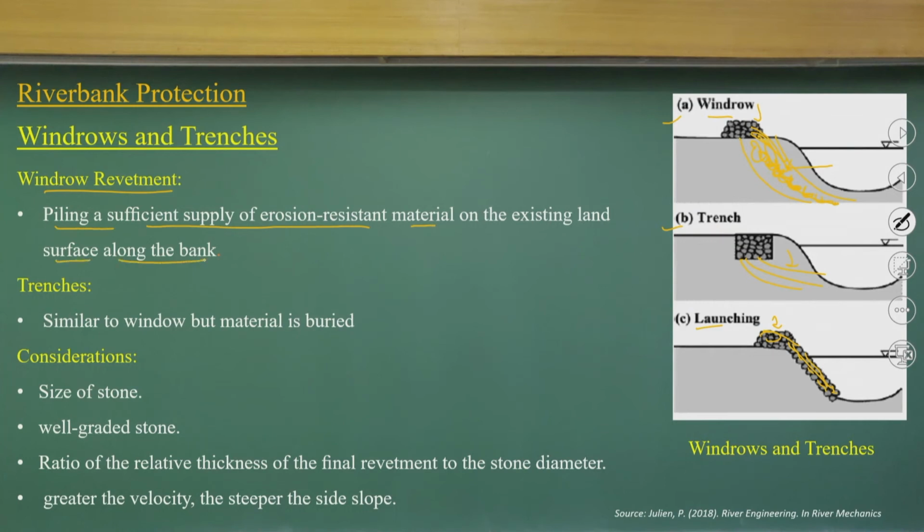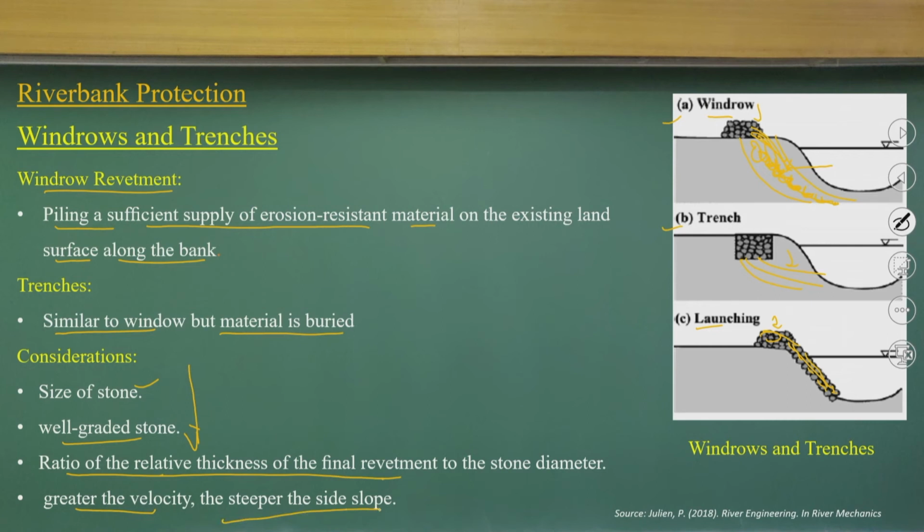surface along the bank. That is what we used to do earlier. Similar to windrows, but the material is buried here, the same concept. We also depend upon the size of the stone, well graded stones, and we also talk about the relative thickness of the final revetment, the stone diameters: greater the velocity, steeper the side slopes.